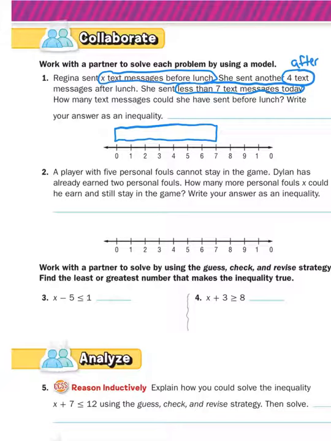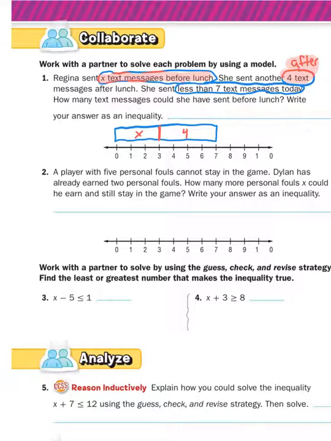Now remember the parts we know. The first part is she sent X messages before lunch, and the second part is she sent 4 text messages after lunch. So what we're going to do is mark off the 4 that she sent after lunch. So remember, we start here. So this would be 1, 2, 3, 4. So right here, we're going to put a line. So these are the 4 messages that we know she sent after lunch. Now, anything before that are the text messages that she could have sent before lunch.